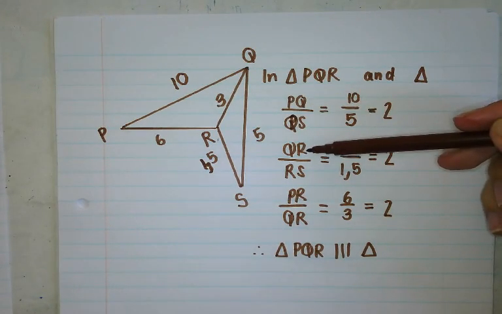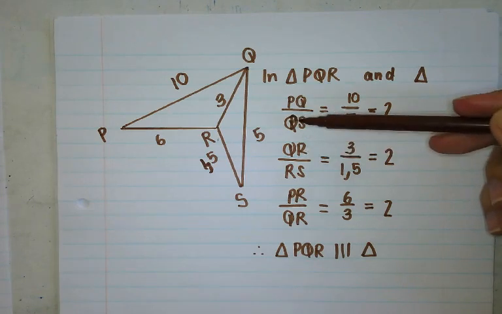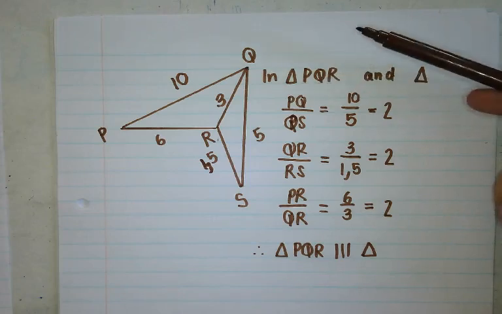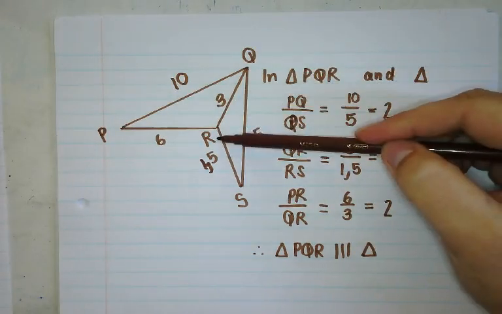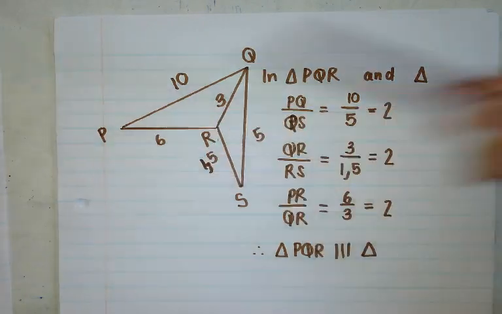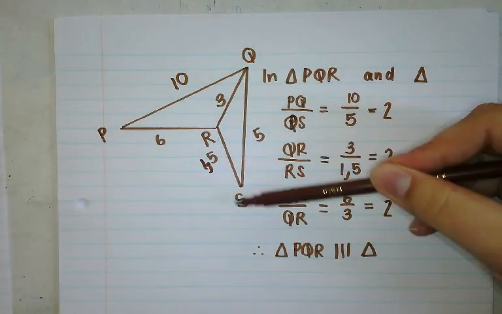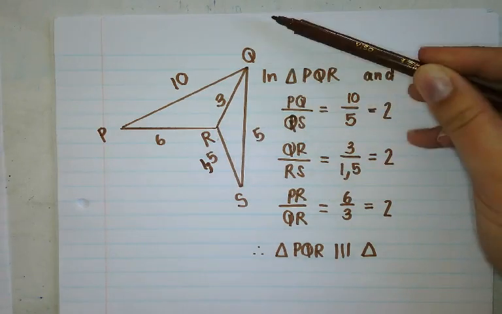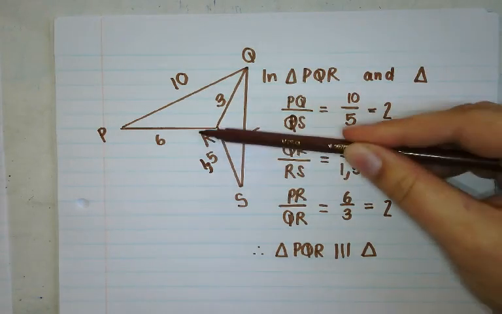PQR, we're going to have QS. So PQR, so the 10, the 3, and then the 6. So then it would be QSR because it would be the 5, the 1.5, and the 3. So QSR.